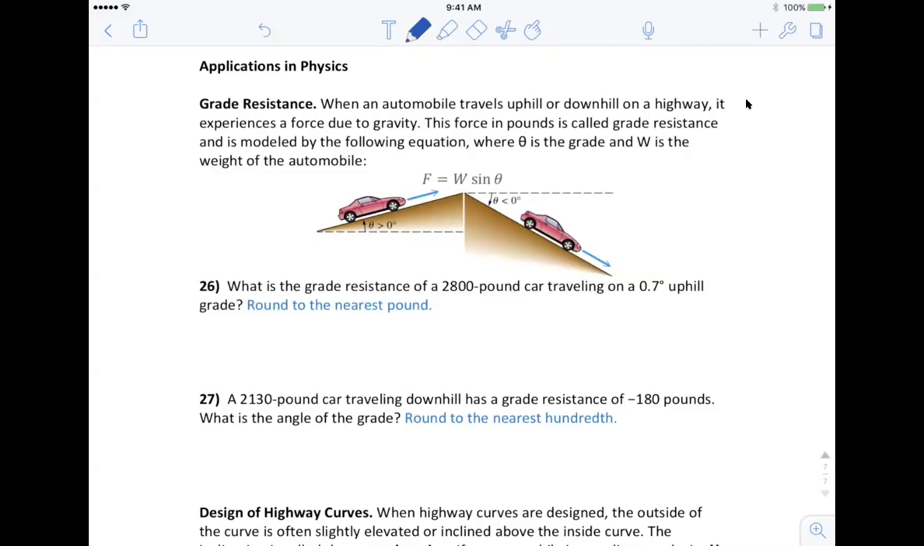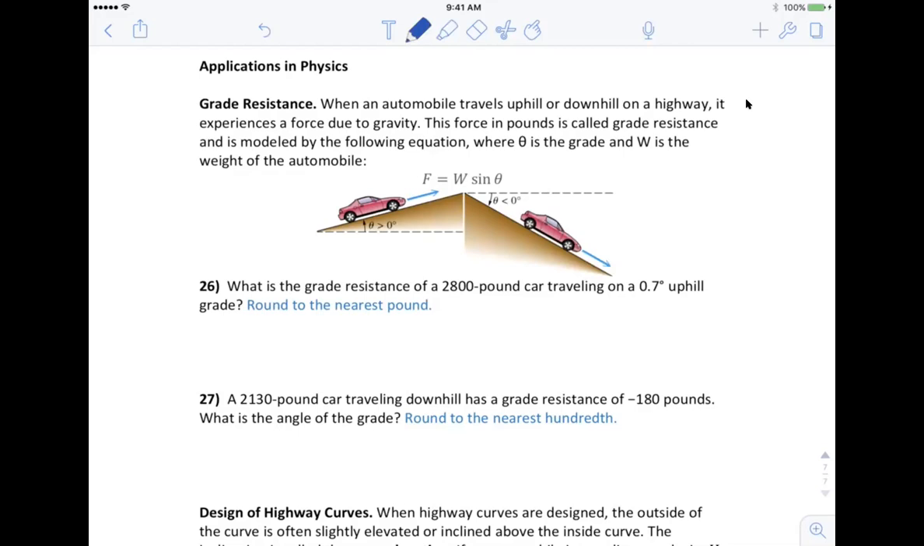that you would see in physics that deal with some trigonometric functions. The first one is grade resistance. The picture is of a car going either up or down a hill. And then we have a formula, F equals W sine theta, where F is the grade resistance due to gravity, W is the weight of the car in pounds, and theta is the angle of the incline. If you're going up, theta is positive, and if you're going downhill, theta is negative.